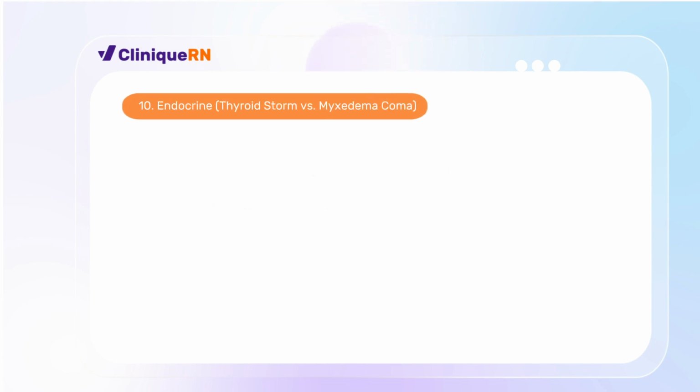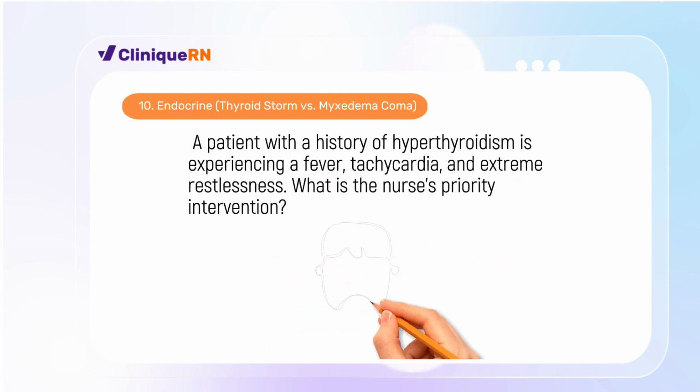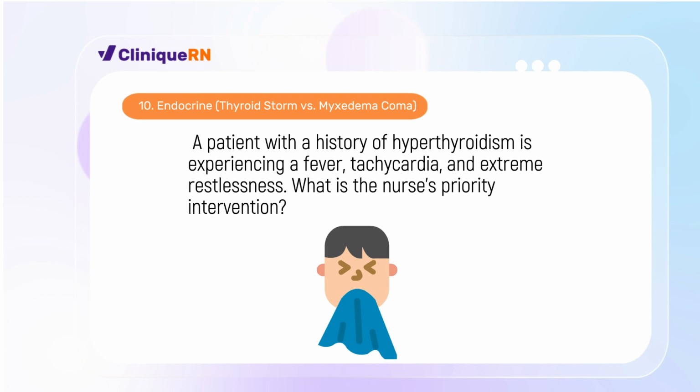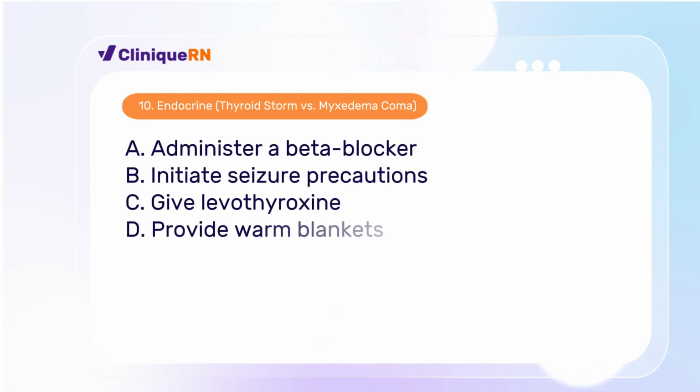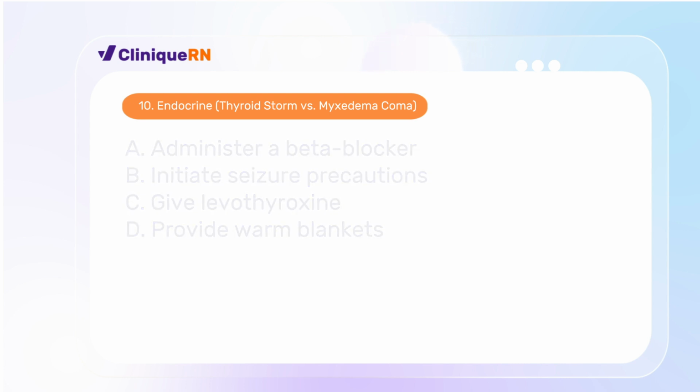10. Endocrine, thyroid storm versus myxedema coma. Question: A patient with a history of hyperthyroidism is experiencing a fever, tachycardia, and extreme restlessness. What is the nurse's priority intervention? A. Administer a beta blocker. B. Initiate seizure precautions. C. Give levothyroxine. D. Provide warm blankets.